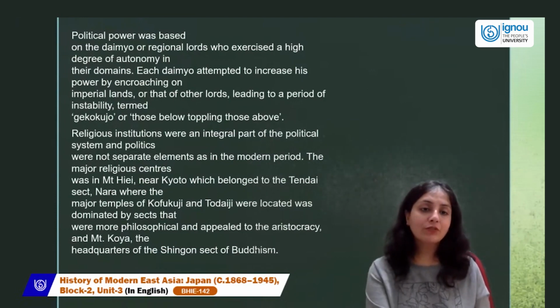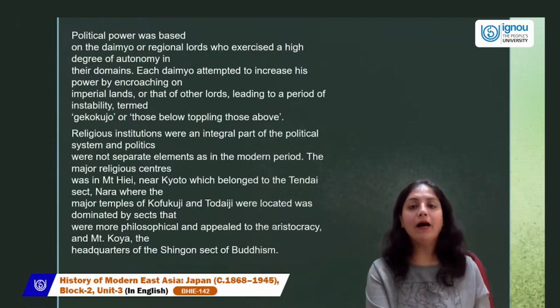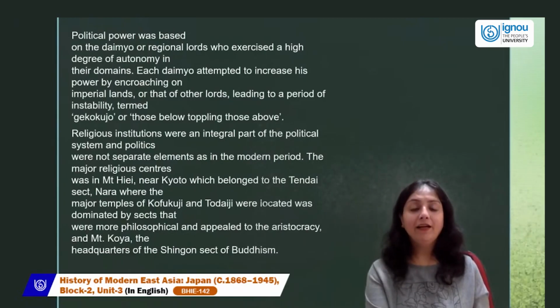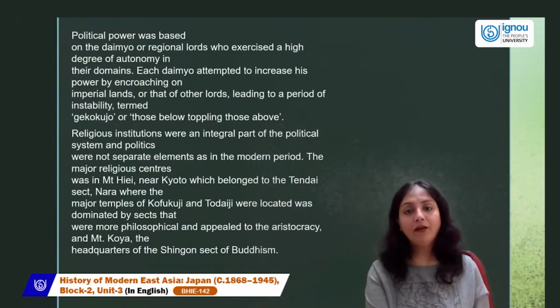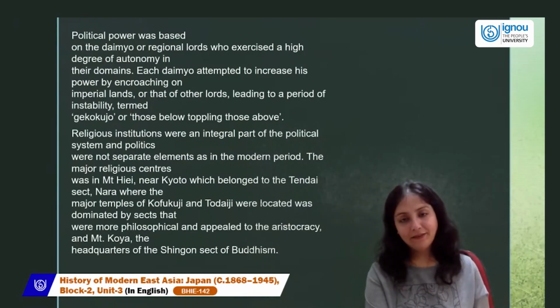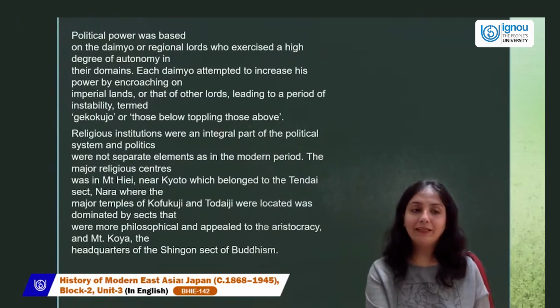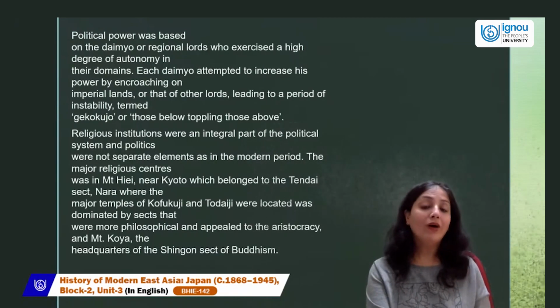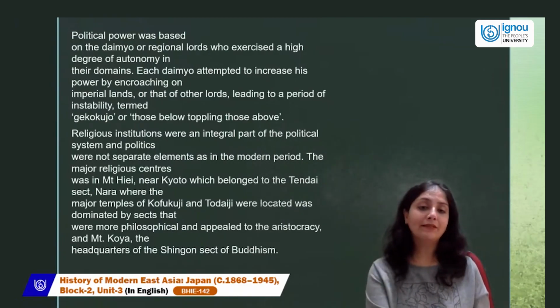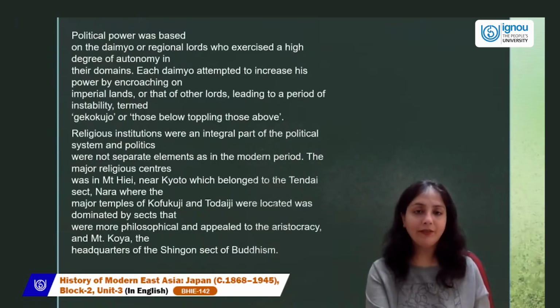Religious institutions were an integral part of the political system. Just like nowadays in India, we are talking about Ram Mandir, just like that. In Japan also, the religious institutions were an integral part of the political system, and politics were not separate elements as in the modern period.